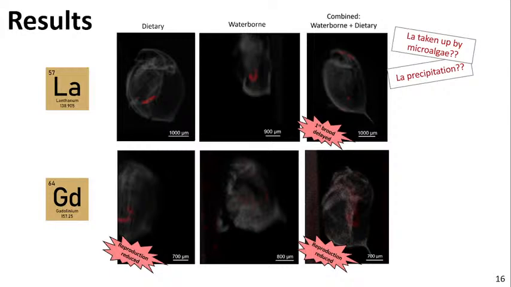But another possibility could be that even if we give clean algae in the media, if the lanthanum has a very strong affinity for the algae, all the lanthanum would go into the algae, and then the lanthanum which is taken up by the organism would also be by ingestion.